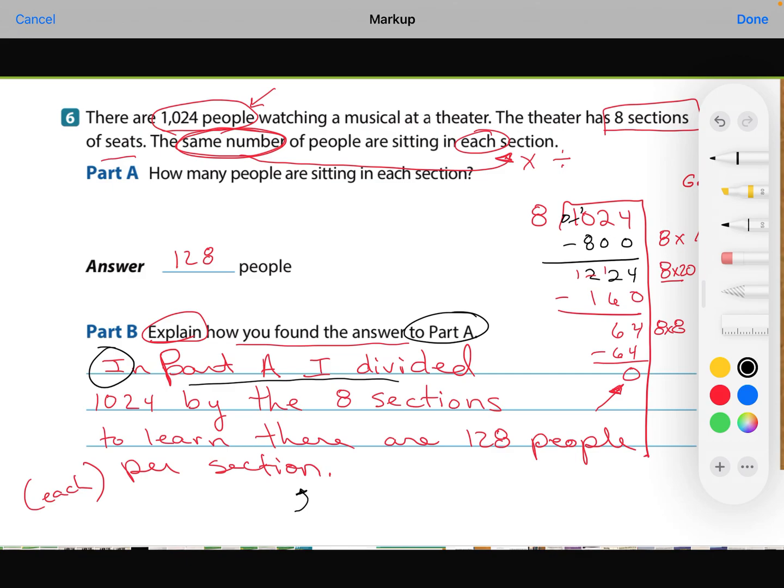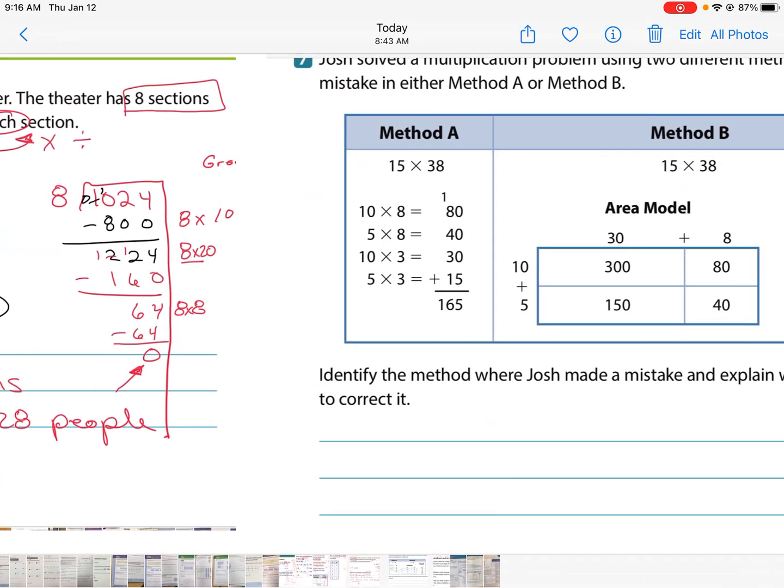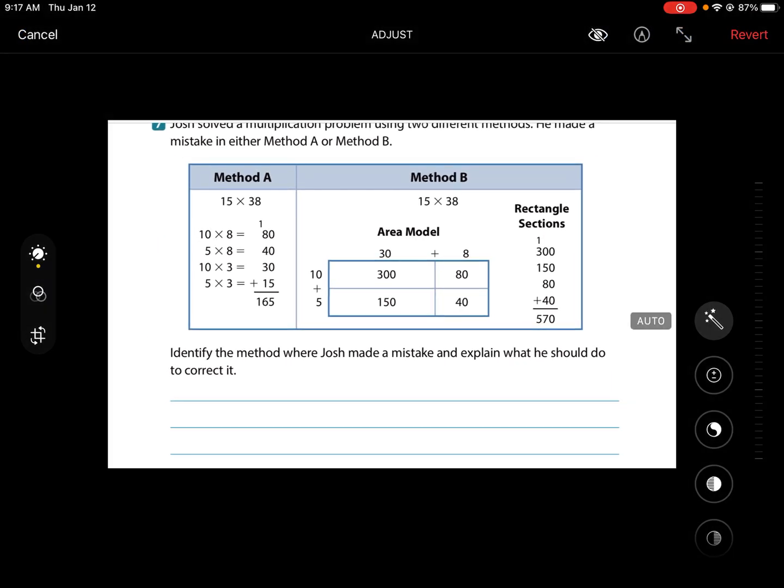Okay? All right, number 7, almost done for the video piece. All right, Josh solved a multiplication problem using 2 different methods.